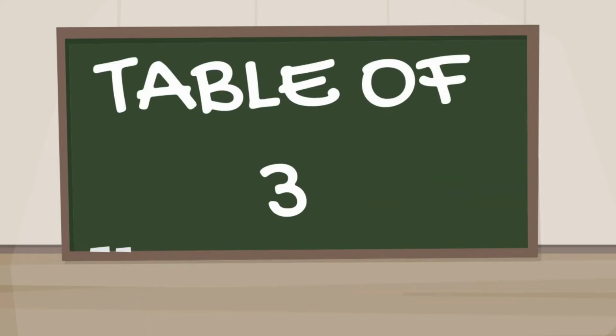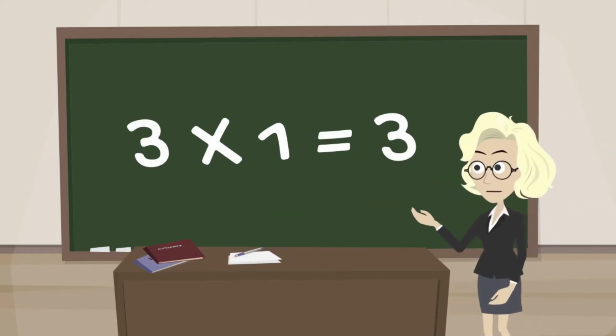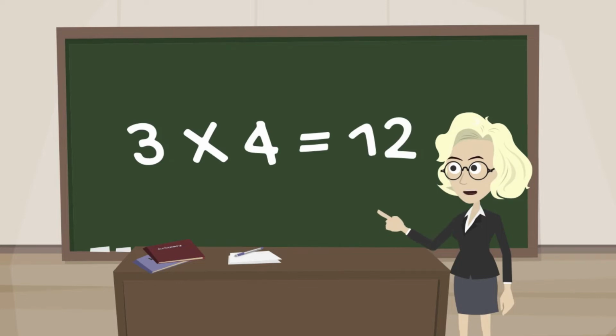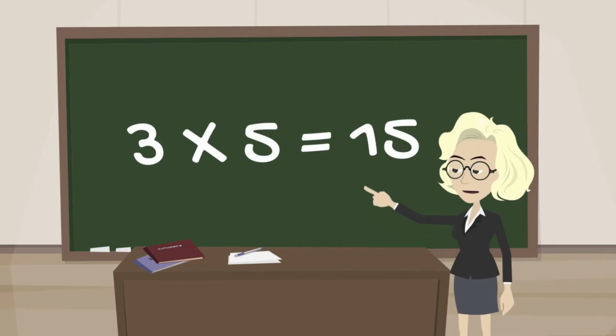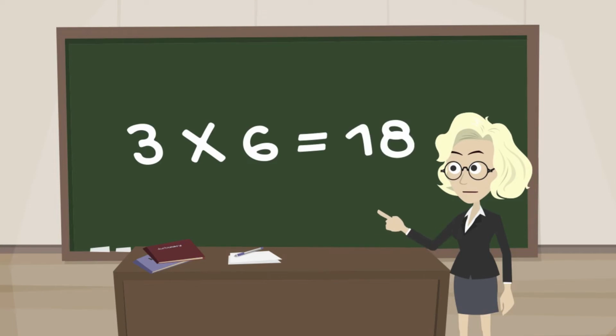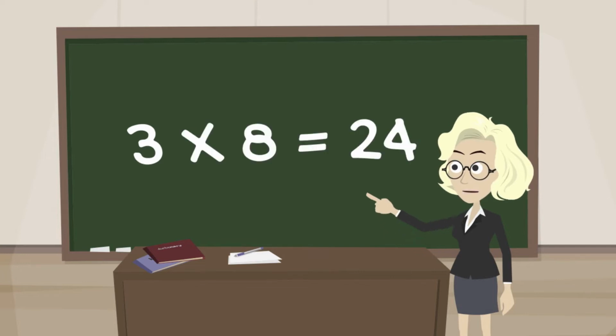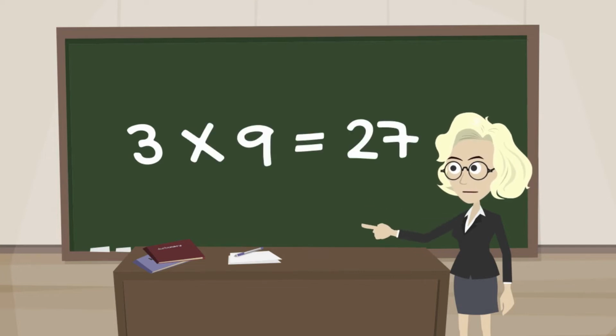Table of 3. 3 ones are 3. 3 twos are 6. 3 threes are 9. 3 fours are 12. 3 fives are 15. 3 sixes are 18. 3 sevens are 21. 3 eights are 24. 3 nines are 27.